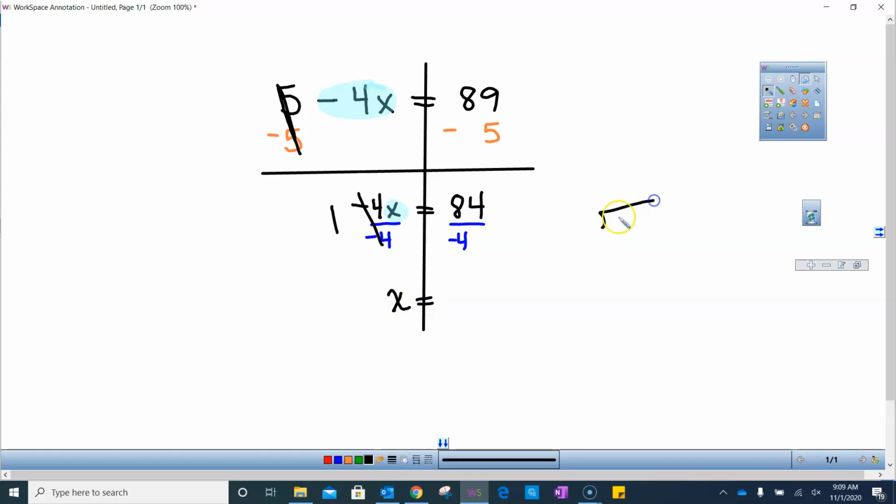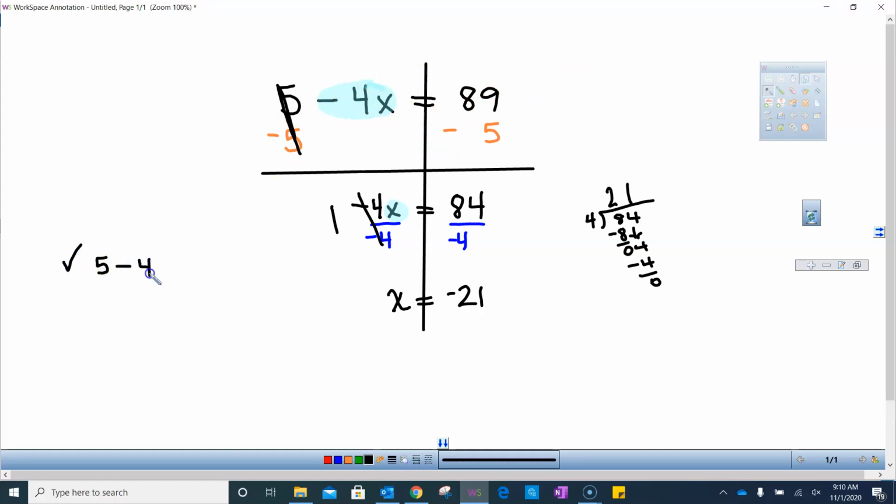Now you might have to do some long division to divide by 4. Let's just ignore the negative for a minute. 4 goes into 8 twice. Bring down the 4. 4 goes into 4 once. So 4 goes into 84 21 times, and the answer is negative because a positive divided by a negative is a negative. So now we're going to substitute into the original equation to make sure we did it right.